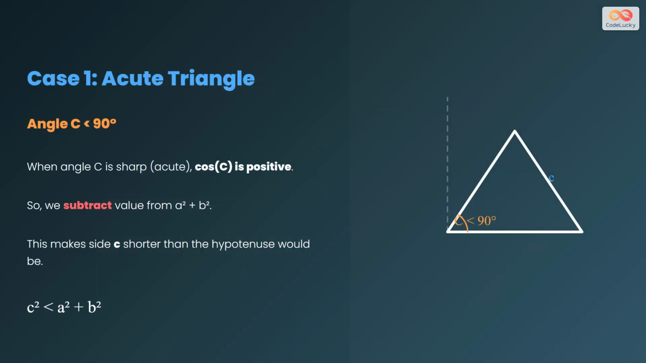Let's see it in action. In an acute triangle, angle C is less than 90 degrees. The cosine of an acute angle is positive. Since the formula subtracts this positive value, the result for c squared becomes smaller. This matches what we see visually. The side opposite an acute angle is shorter than it would be in a right triangle.